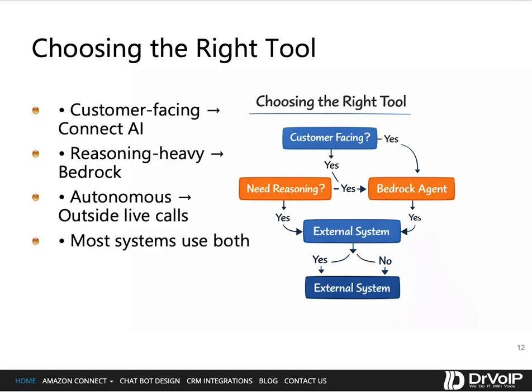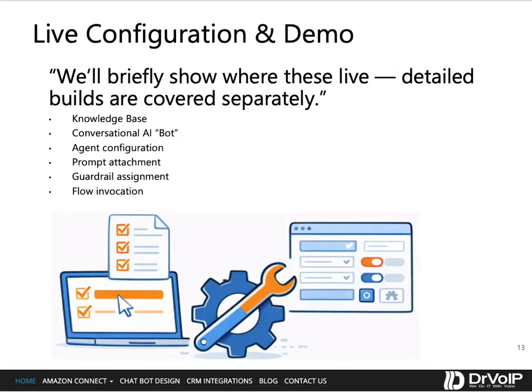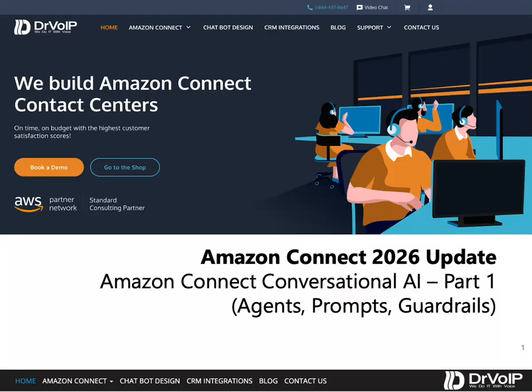So, how do you choose the right tool? I'm not going to beat on this because we're going to be focused on building tools inside Amazon Connect. And so, for that reason, I'm going to kind of gloss over the Bedrock pieces. We're going to do a live configuration in which we will build out a conversational AI bot. We'll create some interactions that require agents to use tools.